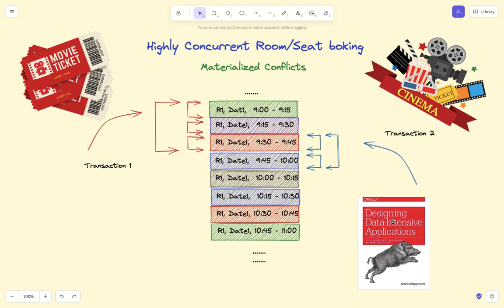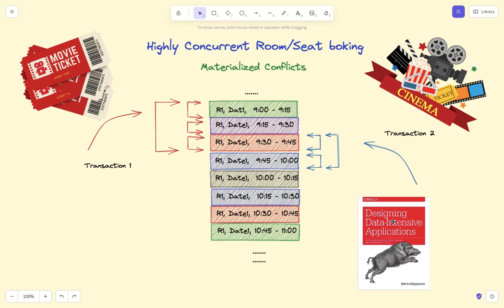There's one thing left for me to tell you. What are the cons of using materialized conflicts? Ideally, it's usually preferred as a last resort, because to solve the concurrency problem, you have to design your database model that way, right? So your data storage is essentially coupled with your concurrency control solution, and that's not a good way to do it.